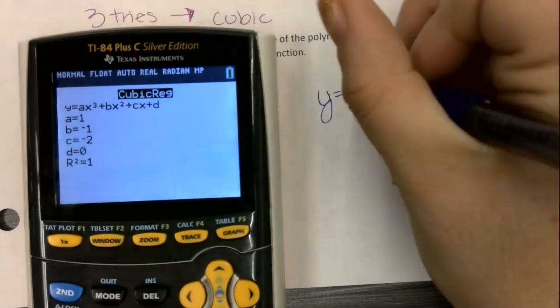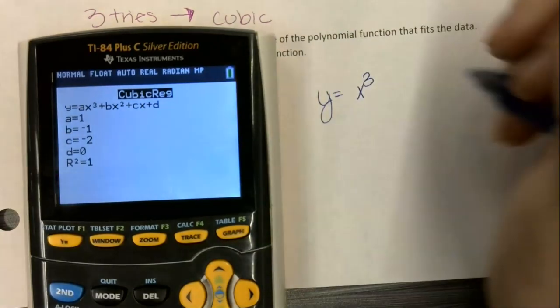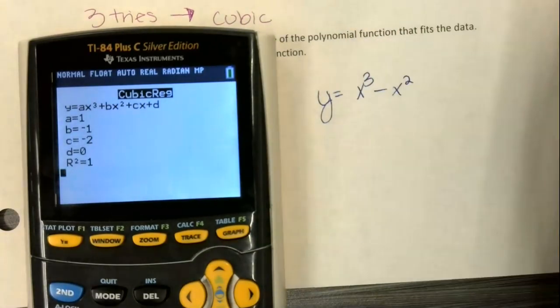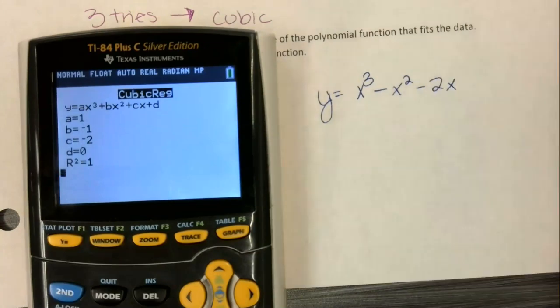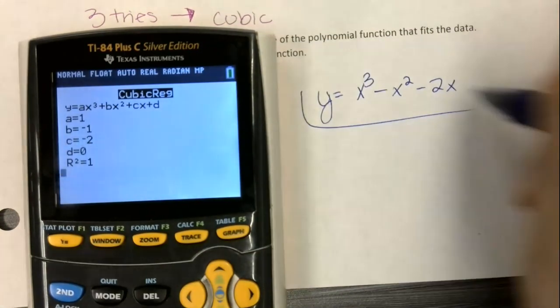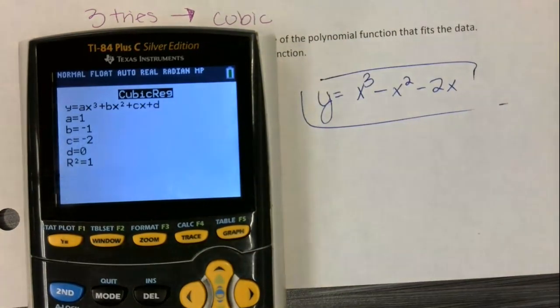Okay, so then I plug in. I have x cubed minus x squared minus 2x, and then I don't have to write the d because it has a 0. Questions here? Questions?